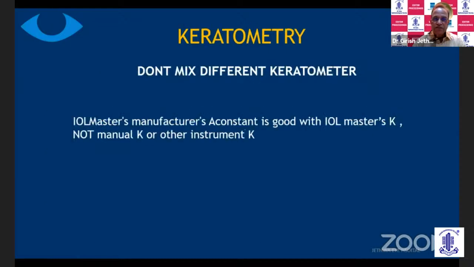IOL A constant. Similarly, do not mix different keratometers. It was said earlier also that when we use the IOL Master, use keratometry of IOL Master only, don't use keratometry of other instruments or manual keratometry.